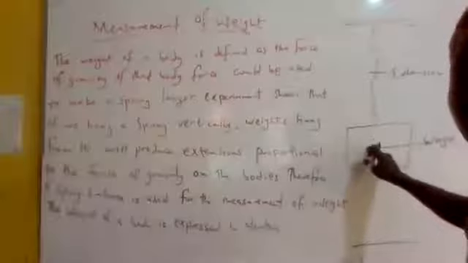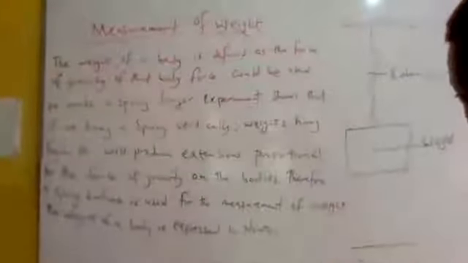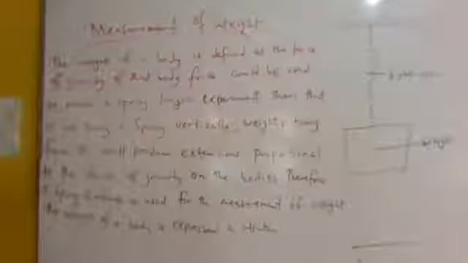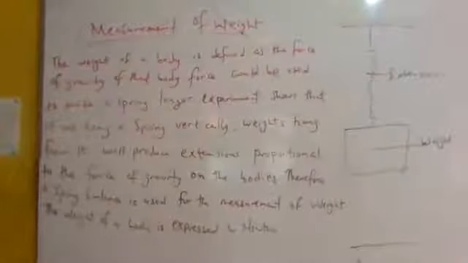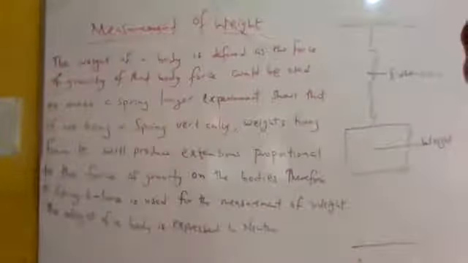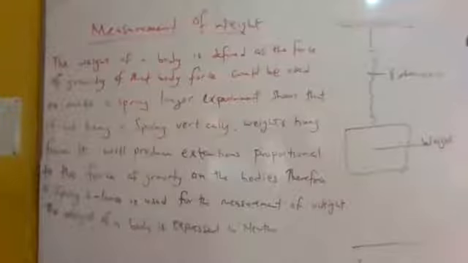The more weight this body has, the more this spring will extend. Do you know that? Yes. If the weight of this body is large, the spring will extend. If the weight is not that much, the spring will contract, it won't slack much. Do you understand? So a spring balance is used for the measurement of weight. If I should ask you, what's the instrument you use for the measurement of weight? What will you tell me the answer is?